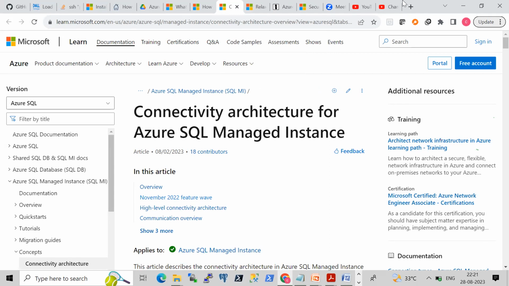Before I spin it up, I would like to pass on some important messages. MI will cost you a lot. When I spun up a managed instance last year, it cost me close to 2,000 euros, more than that, not just 2,000. When I convert that to Indian currency, it comes to close to 2 lakhs. So if you want to learn MI, you have to pay money.